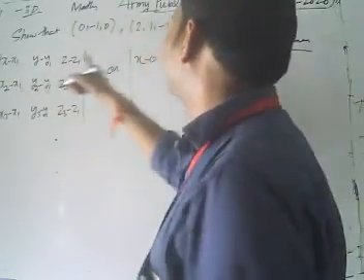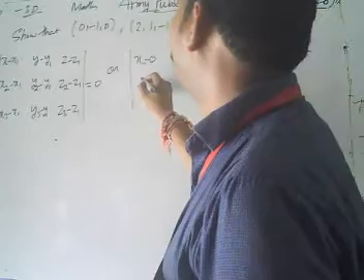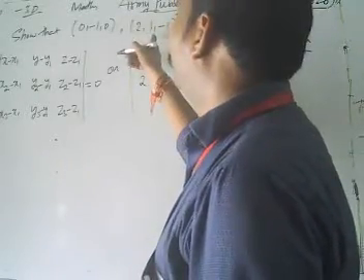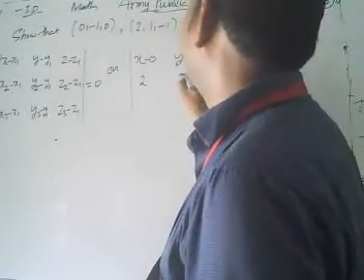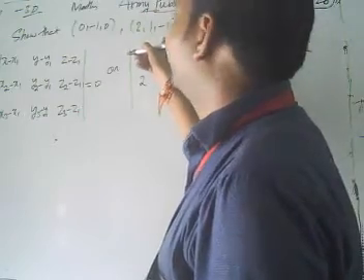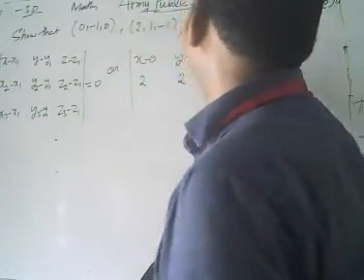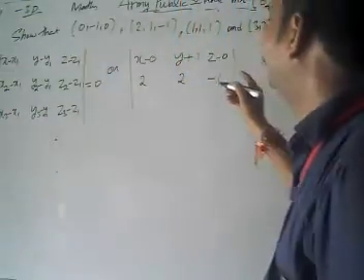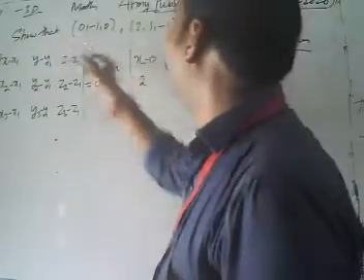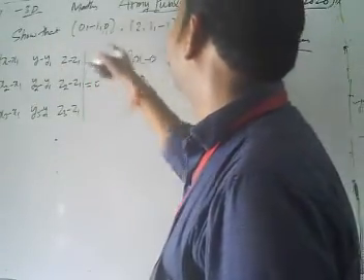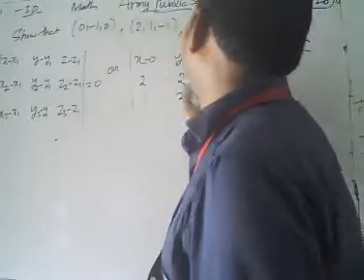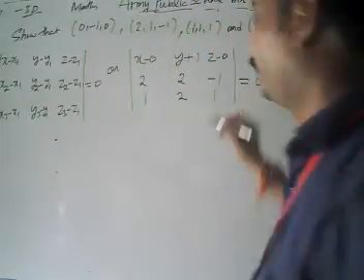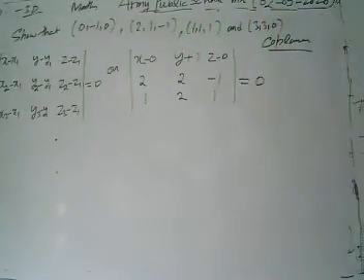Now x2 minus x1 is 2 minus 0, so we have 2. y2 minus y1 is 1 minus minus 1, we have 2. z2 minus z1 is minus 1 minus 0, we get minus 1. Then x3 minus x1 is 1 minus 0, which is 1. y3 minus y1 is 1 minus minus 1, again 2, and z3 minus z1 is 1 minus 0, we have 1, equal to 0. Now we put all these values in.